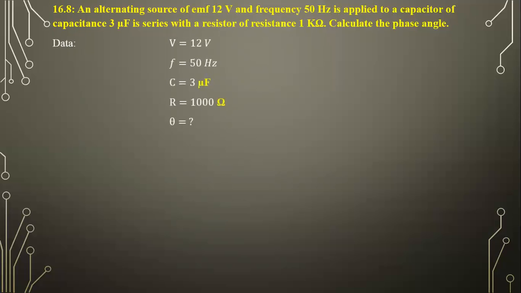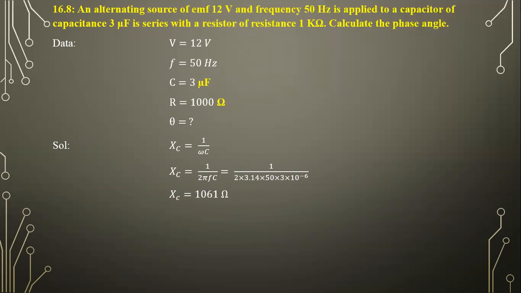So according to the given situation, the applied voltage or the peak value of voltage is 12 volt, frequency 50 hertz, capacitance 3 microfarad, resistance 1000 ohm. Theta we have to find, the phase angle we need to determine. So here XC is equal to 1 over omega C, 1 over 2 pi FC, where F is 50 hertz and capacitance is 3 microfarad.